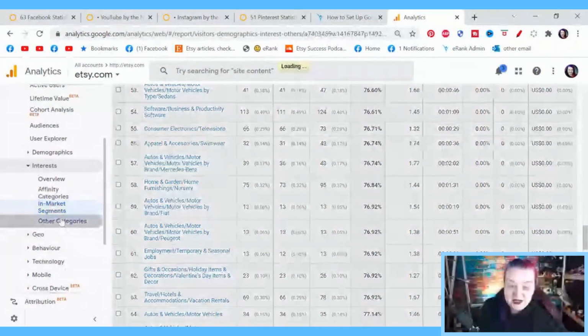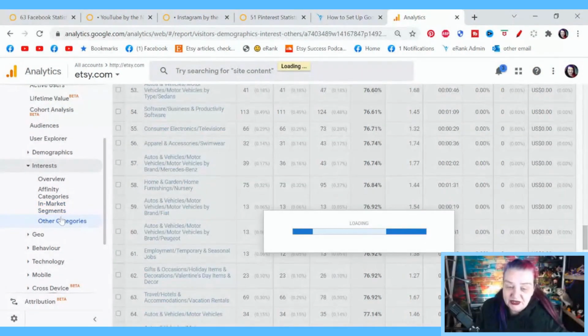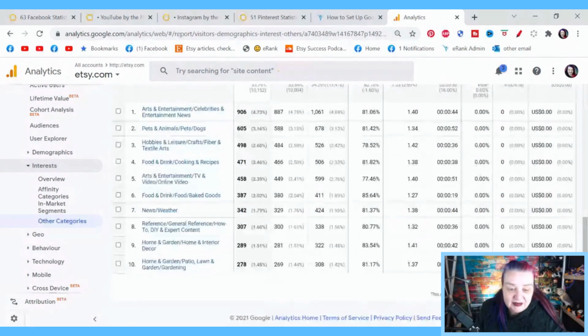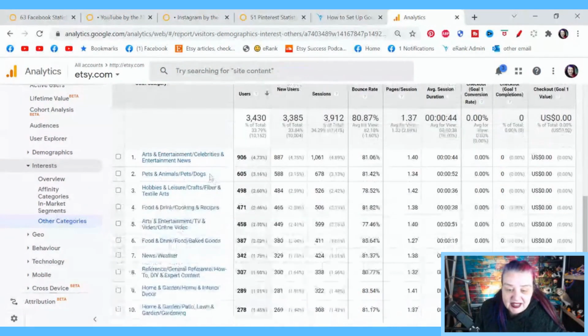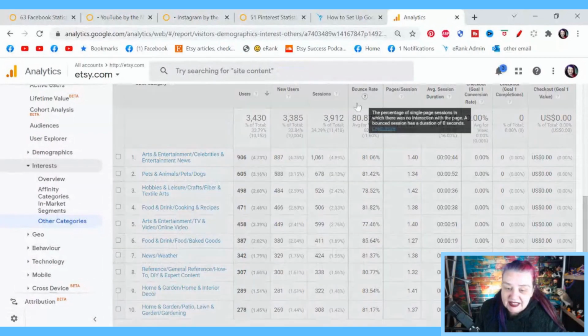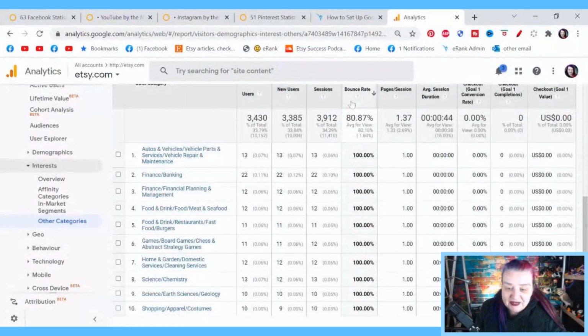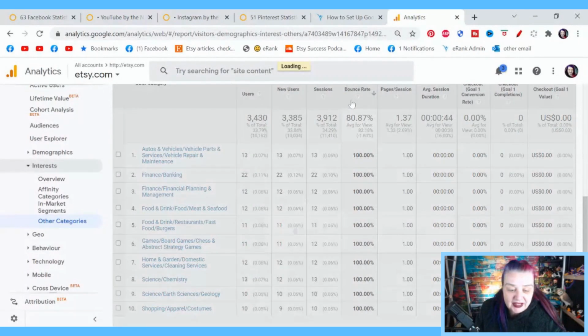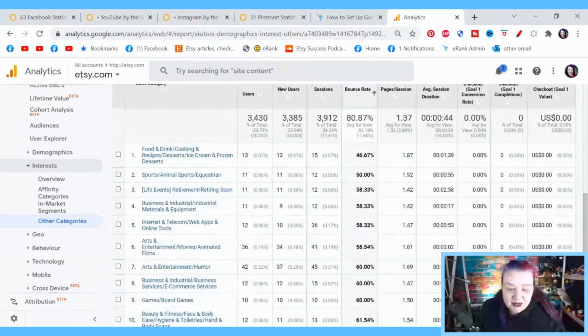And again, when we look into the other categories, these are fun to click through. Takes a wee minute to get all the data. Come on. So yeah, as we said, dogs, crafts, and fiber. But let's do the bounce rate again. It's a bit of fun. Who hangs around once they've come to my page? Ooh, ice cream and frozen. Okay, it's a low number, but what did I say?